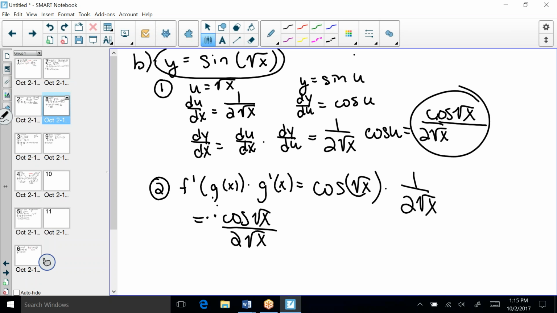Would you accept either or? What do you mean? Either or what? Either way, like cos of radical x over 2 radical x, or would you prefer it the other way?